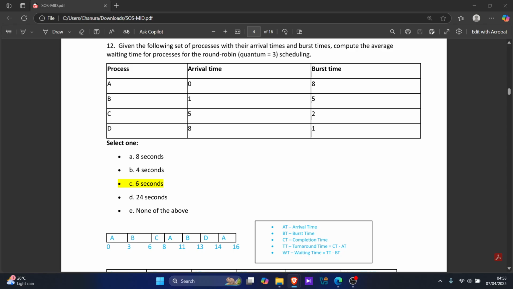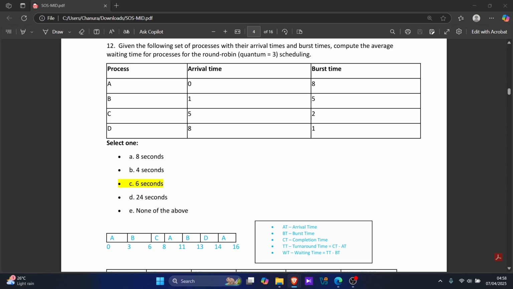Wait, maybe better to track start and end times. Alternatively, waiting time is total time spent in ready queue before each run. Let me try to compute for each process. For B. Arrival at 1. It starts running at 3. Runs until 6, then goes back to Q. Next runs at 11. So from 6 to 11, it's waiting. That's 5 seconds. Then runs until 13. So total waiting time is 2 plus 5 equals 7.